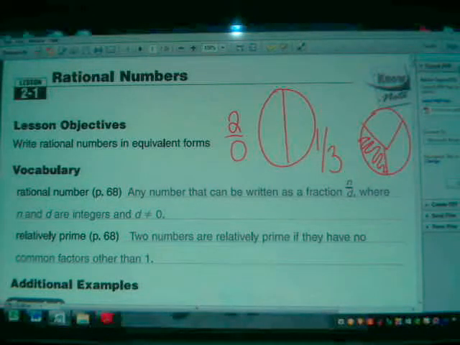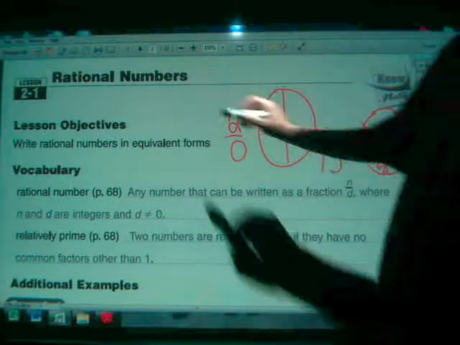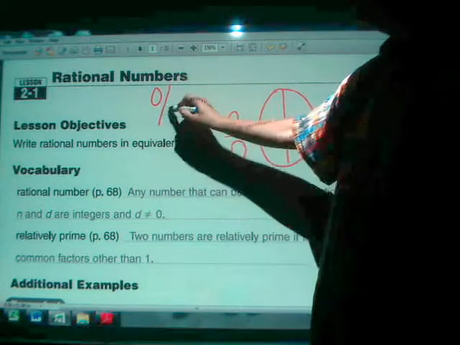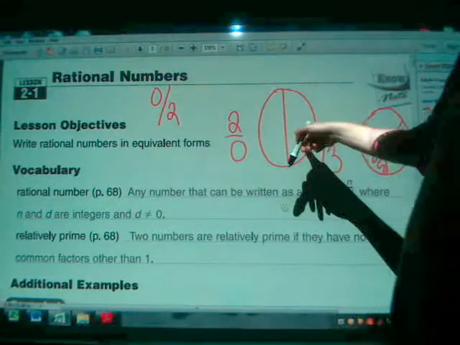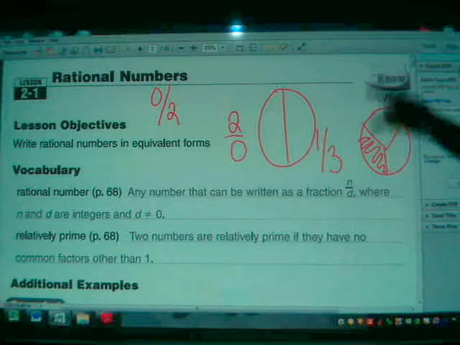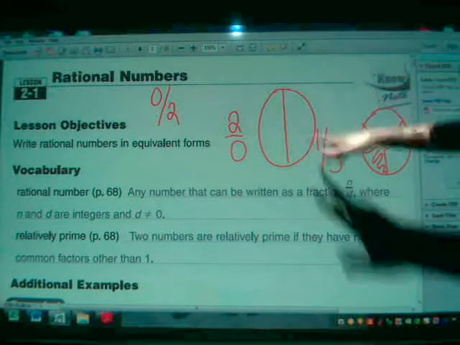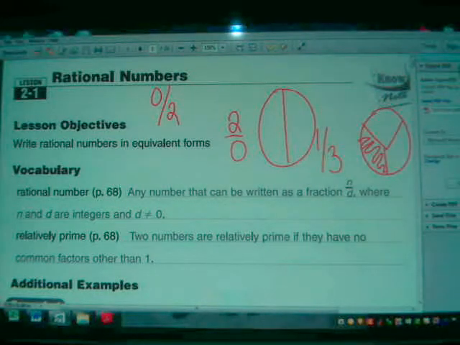Now, the fraction works fine the other way, though. If I wrote it as 0 over 2, again using this pie as my example, that would mean I ate no pieces of pie, but I had 2 to begin with. So having 0 in the numerator, although it's not really all that proper, is not an issue, but having 0 in the denominator is a serious issue, and that's why they're saying d cannot equal 0.